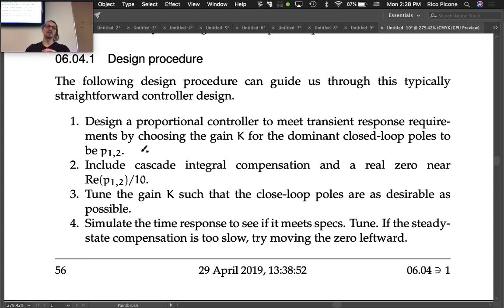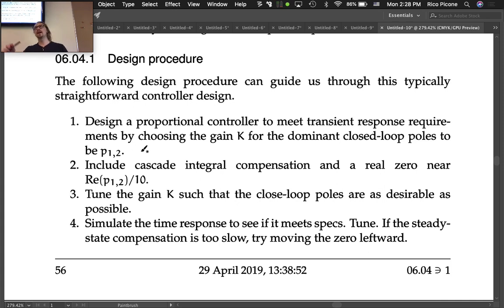It's far from being the optimal position for every controller design. A lot of times you've got to move this around quite a bit to get what you want from it. But it's a great place to start. I mean, you have to choose something, so choosing something like that is a reasonable place to start. So then tune the gain such that the closed loop poles are as desirable as possible.